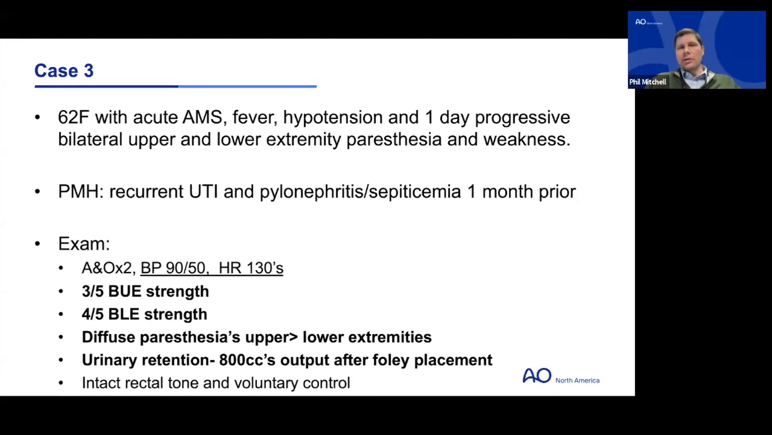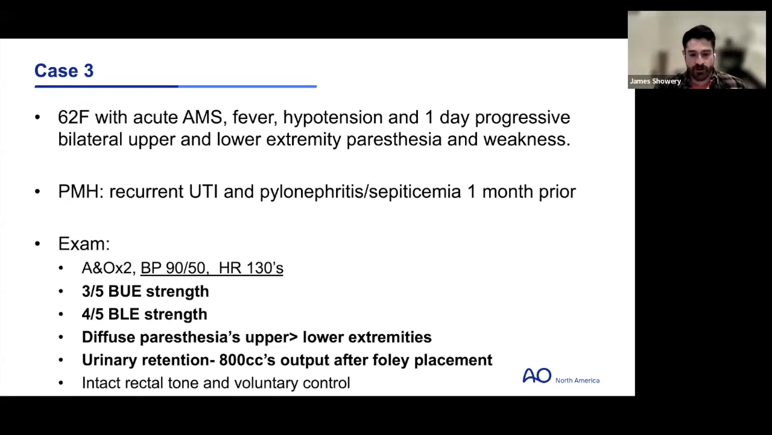62-year-old female presenting with some infectious type symptoms: fever, altered mental status, hypotension, and then some paresthesias and weakness. Showery, this is one of your cases. What on the exam is important? What are you looking at that's piquing your interest here, that's making you think that actually I may need to operate on this person or follow them a little bit more closely?